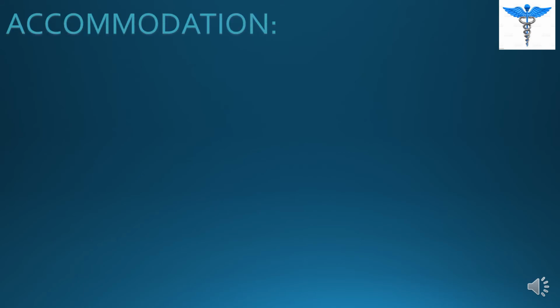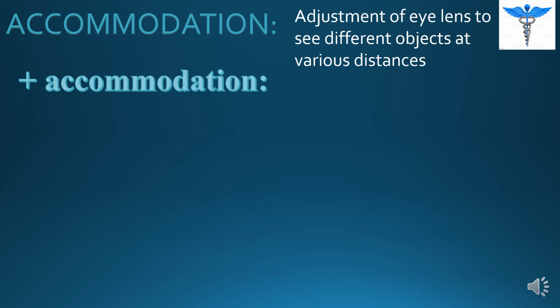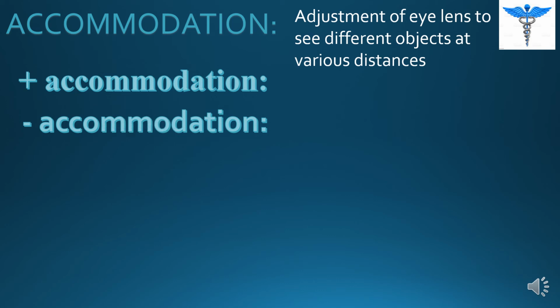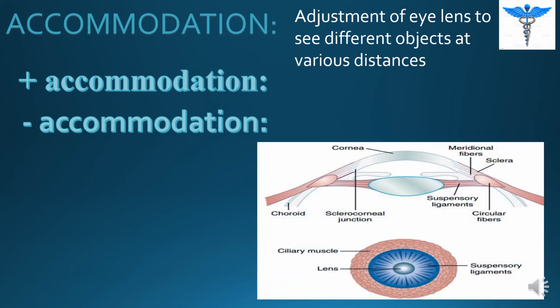Now the topic that we are going to discuss is very important and essential, and that is accommodation. Now what is accommodation? Accommodation is basically the adjustment of the lens in order to see objects that are at various distances. And accommodation may be positive accommodation or negative accommodation. These are the two types of accommodation depending upon the ciliary muscle. If it is in a contracted state, then it will be called positive accommodation, but if it is in a relaxed state, then it will be called negative accommodation.